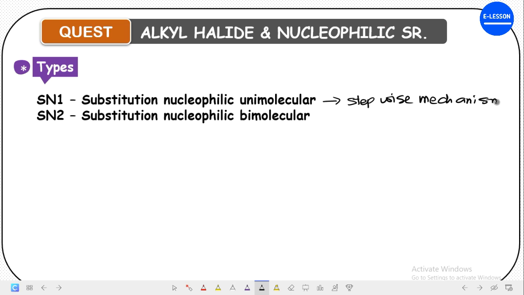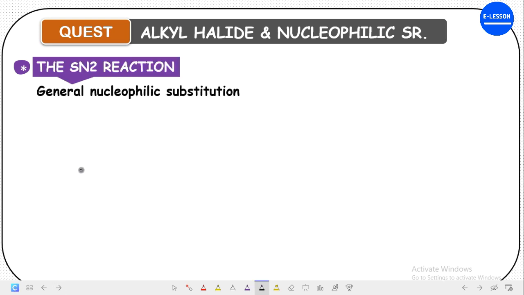And then SN2 reaction follows a concerted mechanism. Now, there are various conditions that must be fulfilled for a reaction to be SN2. So let's take SN2 reaction, the general nucleophilic substitution. What is the form of it? The form of it is you have something like this.